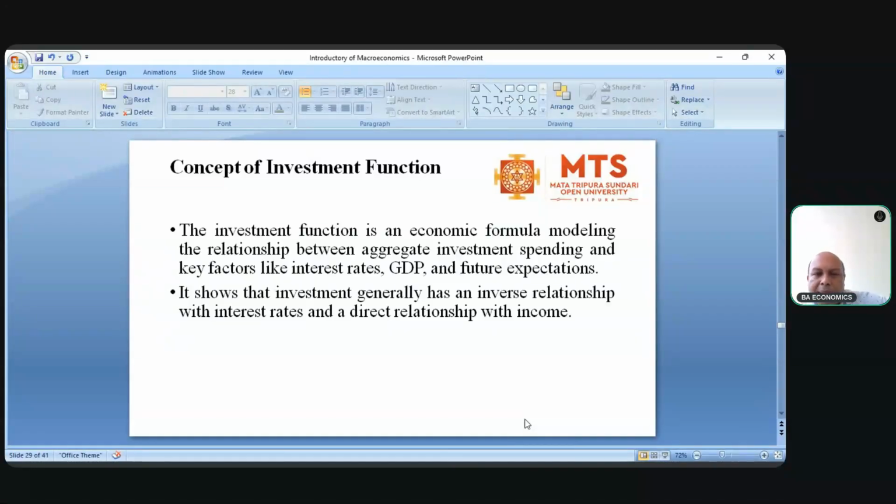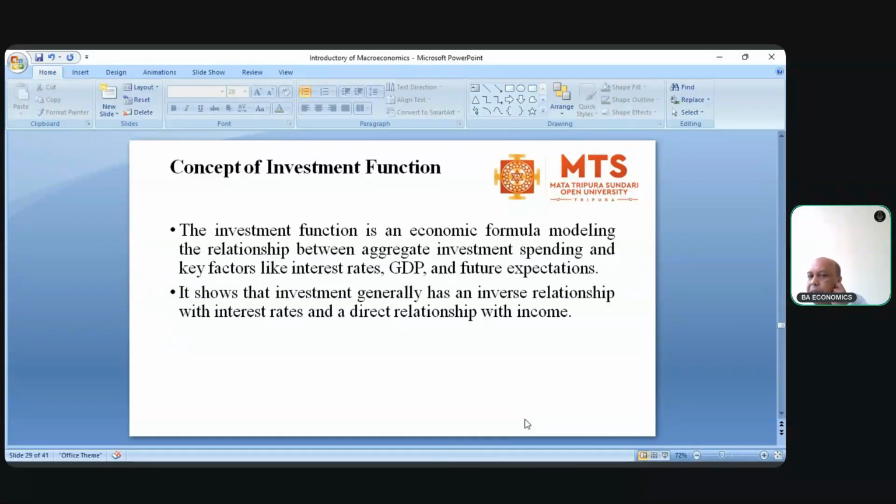Another factor I put here is gross domestic product. It means national production, national income. So when GDP increases, national income increases, then the investment level also increases. It indicates a better business condition. So when national income, gross domestic product, increases, then the investment level in society also increases.